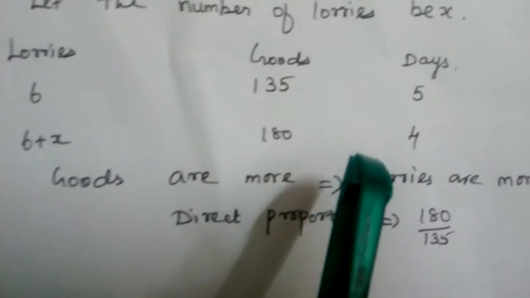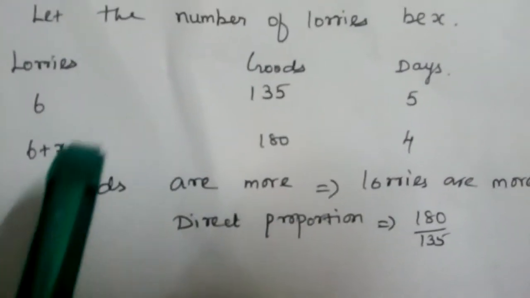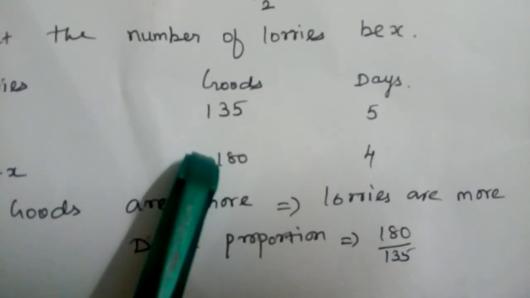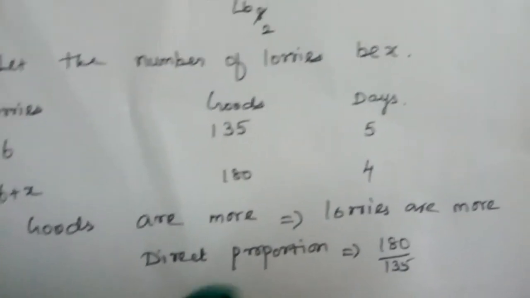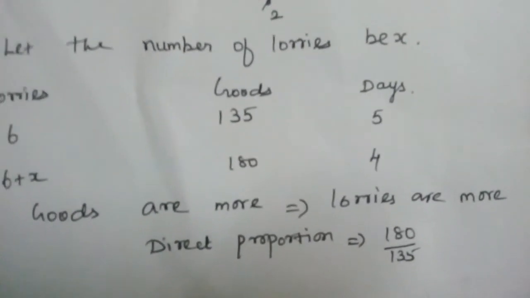First comparing the goods and the lorries. When goods become more, the lorry value also has to be more. So it's a direct proportion. Therefore we write 180 by 135. When it is direct proportion, you know that we have to take the reverse of that.